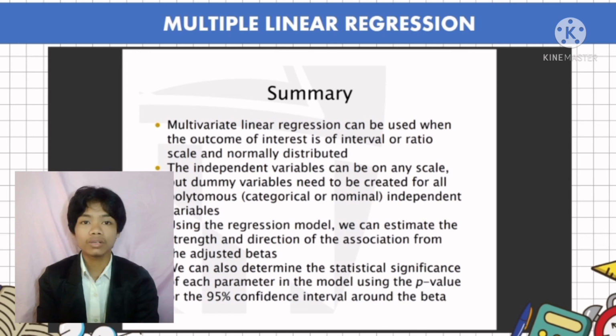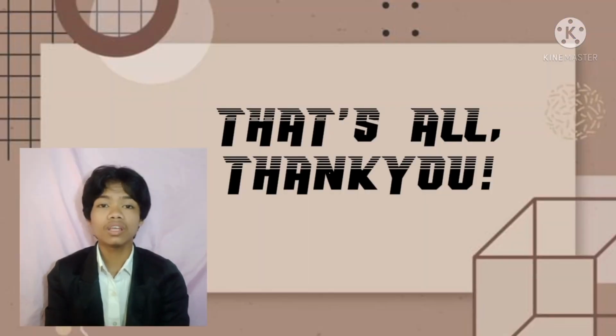nominal independent variables. And using the regression model, we can estimate the strength and direction of the association from the adjusted betas. We can also determine the statistical significance of each parameter in the model using the p-value or the 95% confidence interval around the beta. So that's all for today, and that's the last topic, which is multiple linear regression for predicting scores.